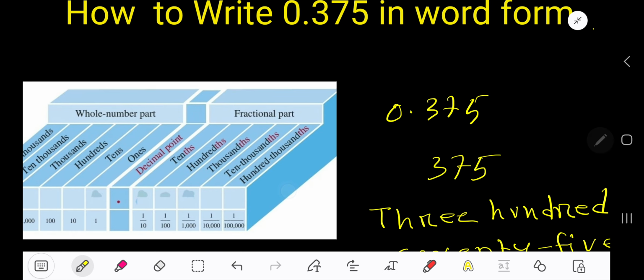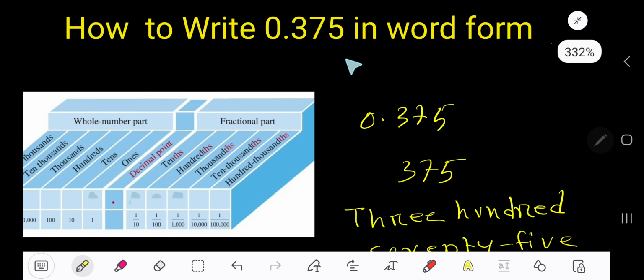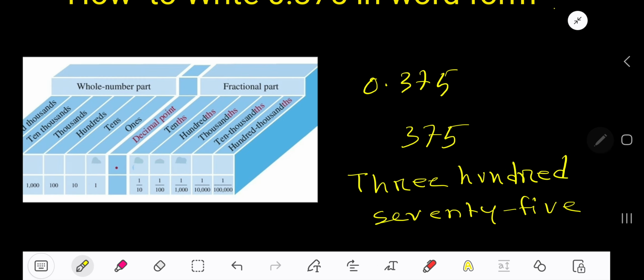So to write this number in word form, first you have to consider this fractional part as a whole number. So from this fractional part we can write a whole number 375. So write 375. We are using a hyphen for 75 because for numbers 21 to 99 we use a hyphen. 375.